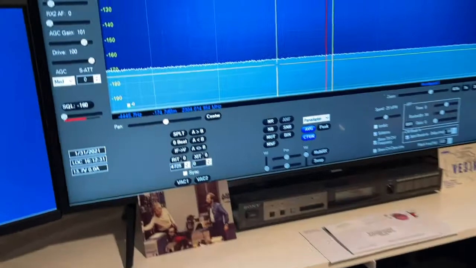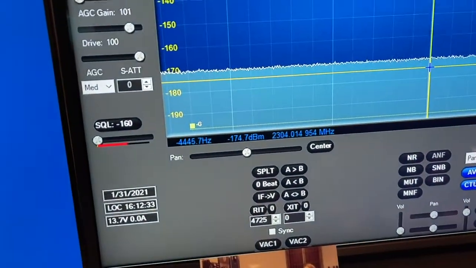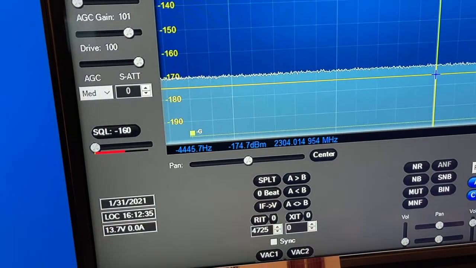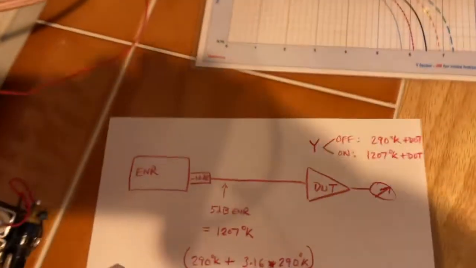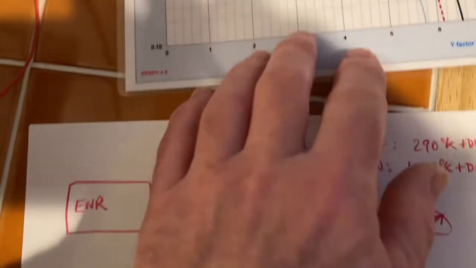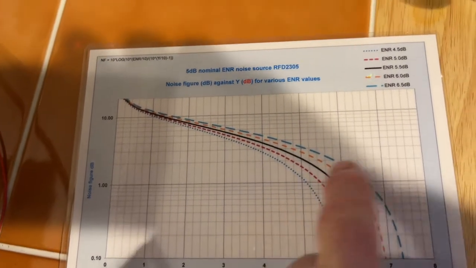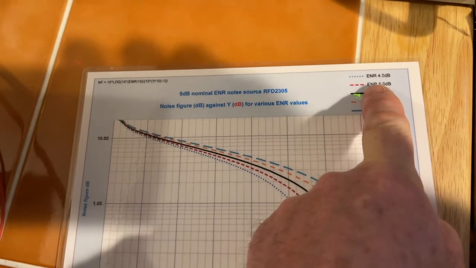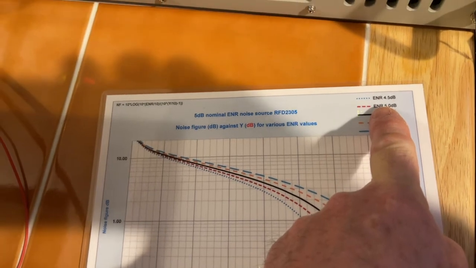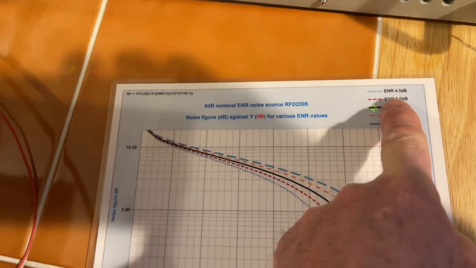5 dB increase in noise. And of course you can see that on the Anand as well, minus 175 plus 5 is minus 170. So there's the 5 dB increase. So that's our Y factor. So we look at 5 dB on this chart. And we're between the blue and the red line because the actual noise source has been calibrated at 4.8 for this particular serial number unit at 2304.